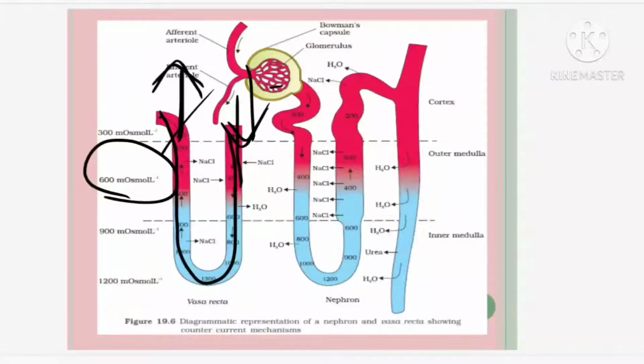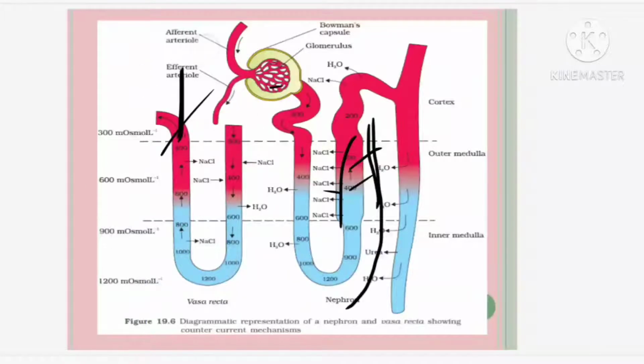This ascending limb of the Henle's loop is impermeable to water, but permeable to salts and ions. So NaCl is moving out of the ascending limb, and it is moving into the vasa rectae. So into the vasa rectae what is moving? NaCl is moving. Actually this part will be here only, but we are drawing it separately.